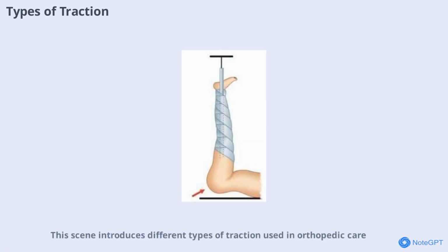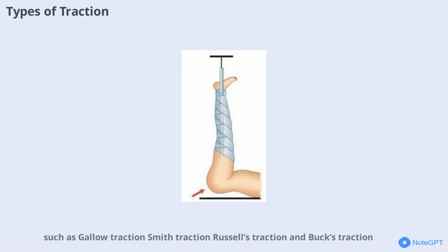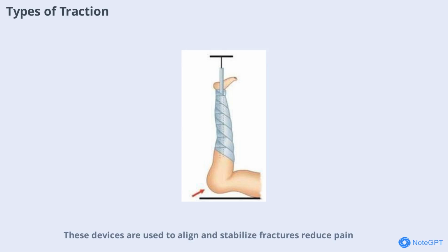This scene introduces different types of traction used in orthopedic care, such as Gallo traction, Smith traction, Russell's traction, and Buck's traction. These devices are used to align and stabilize fractures, reduce pain, and promote healing. Each type of traction has specific indications and setup requirements, making it important to recognize their differences in applications.